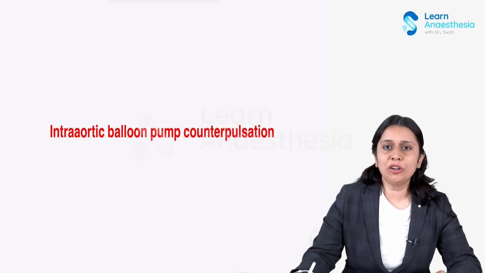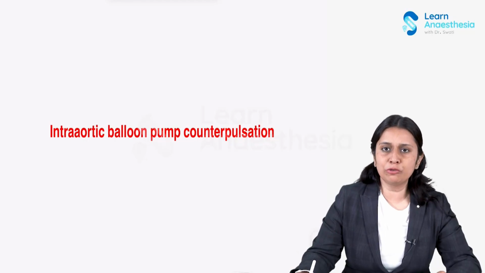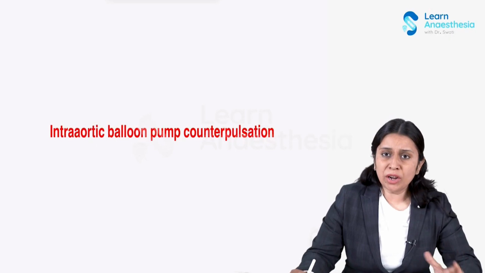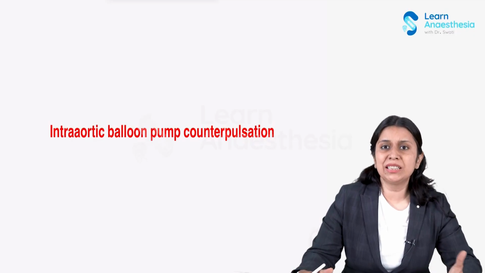Hello. So I'll talk about intra-aortic balloon pump counterpulsation, which is a mechanical circulatory assist device which is inserted in a number of indicated conditions like cardiogenic shock or refractory angina, or angina not responding to maximal medical therapy.